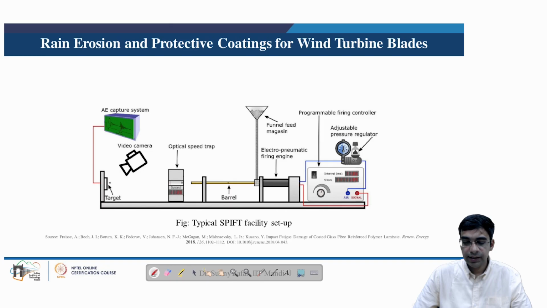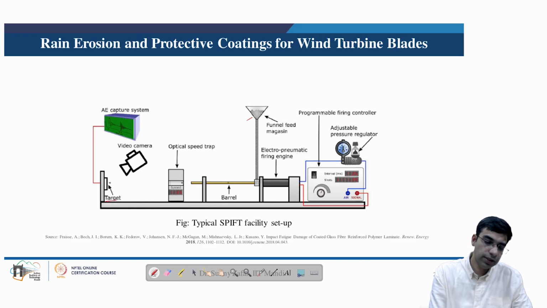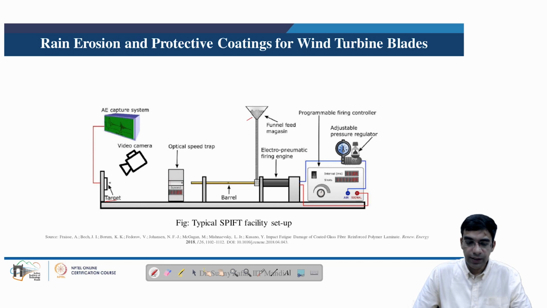So this setup basically consists of a programming firing controller in which the compressed air is brought in, and then the compressed air is fired using an electro-pneumatic firing engine. So in the path of the compressed air through this funnel, we introduce these balls made up of rubber, nitrile rubber, which are a relatively soft and flexible material. So these nitrile balls are then accelerated and propelled towards the target, which is of course the polymer composite on which this single point impact fatigue test has to be conducted.